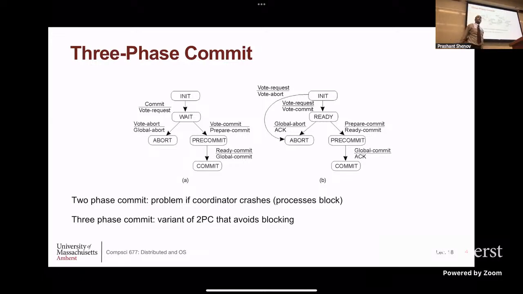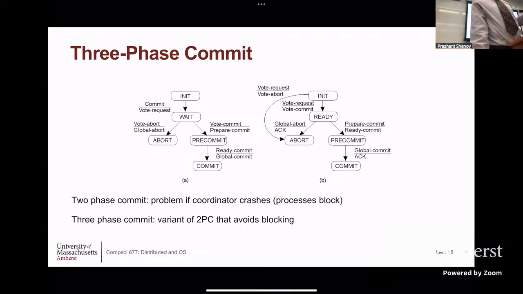Now, if all the participants have said commit, in the previous case, you would have just told all the participants to go ahead and commit. In this case, you will tell them to go to a pre-commit stage, saying that the decision was to commit, but don't commit yet, just go to the pre-commit state and acknowledge that you received the decision. So all of the participants will then go to pre-commit. And once all the participants are in pre-commit, then you actually ask all the participants to commit through a global commit. So commit takes two steps. Abort is only one step. So that's the three-phase commit.